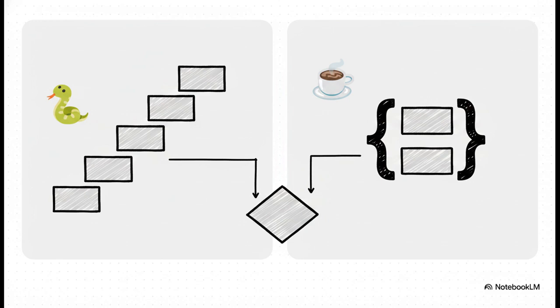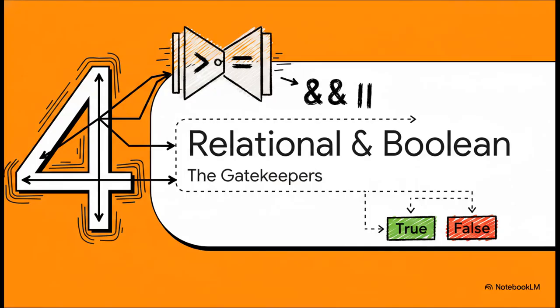Regardless of whether you use indentation or curly brackets, the underlying logical idea is exactly the same. Test a condition, choose a branch, and then keep going. All right, Section 4, relational and Boolean operators, the gatekeepers.